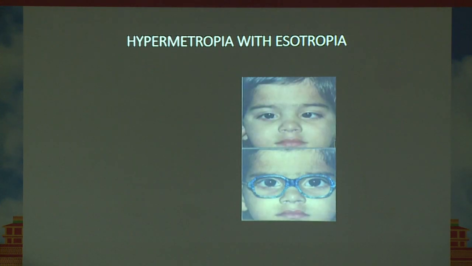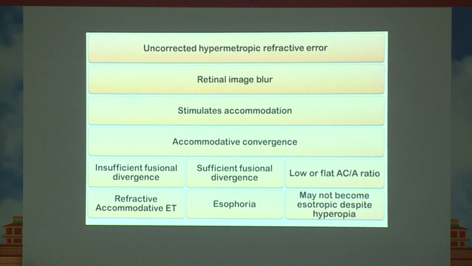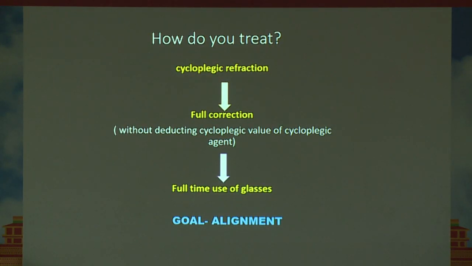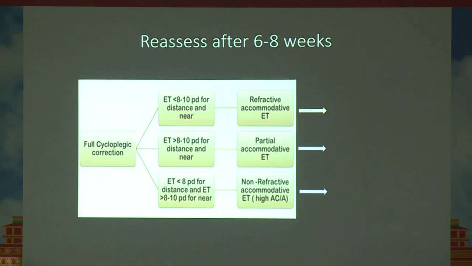But if the child is having esotropia, what we call refractive accommodative esotropia, where because of hypermetropia there is increased accommodation, increased convergence, and that results in ESO, in those cases we basically give them full correction. We just deduct the cycloplegic value of the cycloplegic agent and give full-time glasses. Here, it doesn't matter what the vision is with that number. The child may still be 6 by 18 or 6 by 12. But yet, if the child is perfectly straight, the goal here remains alignment and not the vision. So making the child straight becomes the priority in this situation.